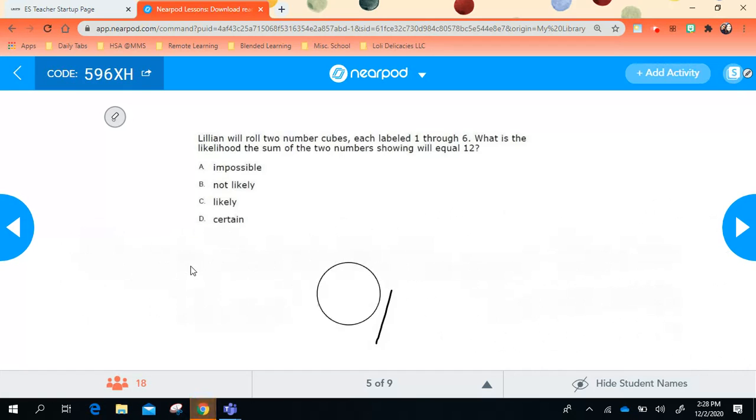Okay, so this problem says Lillian will roll 2 number cubes, each labeled 1 through 6. What is the likelihood the sum of the 2 numbers showing will equal 12? So it says Lillian will roll 2 number cubes. So what type of problem is this? Simple probability or compound probability? Is it one event or 2 or more? 2 or more, because we're rolling 2 number cubes.